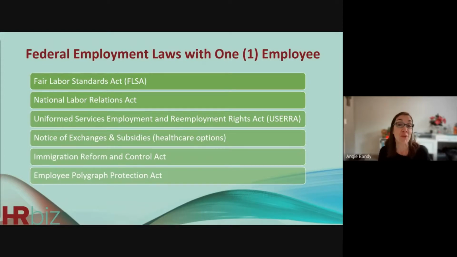The Immigration Reform and Control Act, that is essentially your responsibility as an employer to have documentation to prove every employee has a right to work in the United States. This is where our I-9 documentation comes from. And last, the Employee Polygraph Protection Act is just what it says. For most employers, it is illegal to use a polygraph test for employment or during employment.